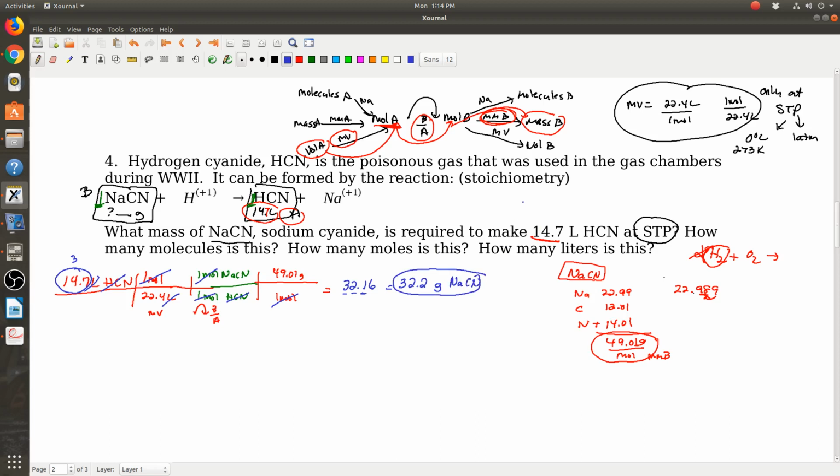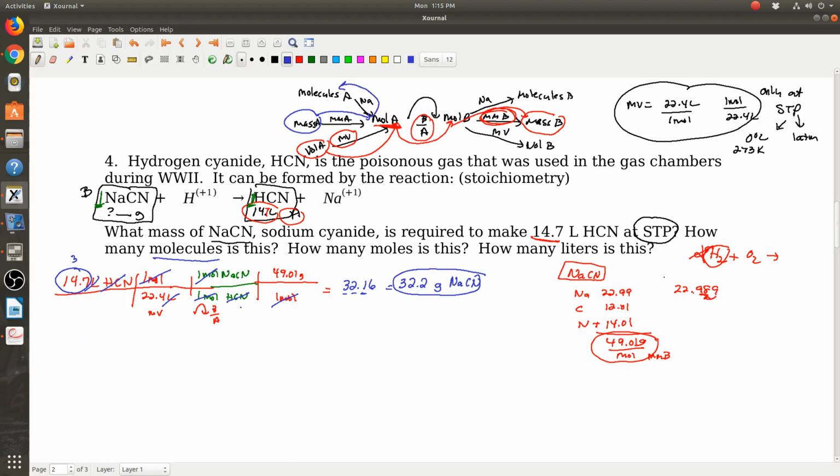Now I ask you several other questions. How many molecules is that? Well, that's the Avogadro's number thing. So right now I have mass of A. I have a mass of something and I turn it into molecules. I can turn mass to molecules, but I have to go through moles. So you can turn mass to moles to molecules because we're changing it into the same thing.